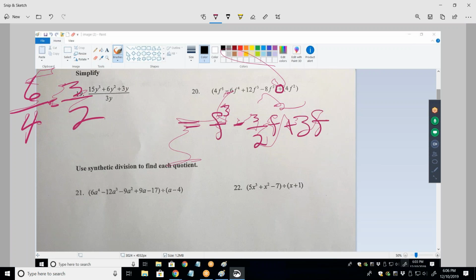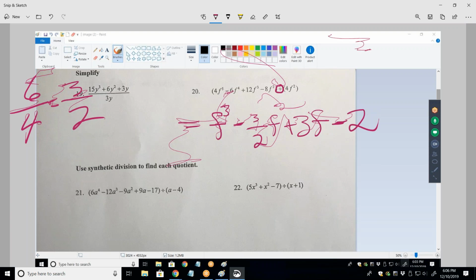And finally, negative 8f squared. What's f squared divided by f squared? Subtract the exponent. Oh, so it'd just be 2f. No, yeah. No, right? It would actually be just 2.